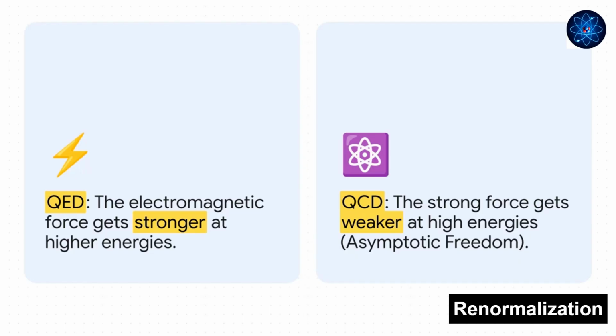And this is where it gets really cool. For QED, the electromagnetic force actually gets stronger the closer you look, at higher energies. But for quantum chromodynamics, that's the theory of the strong nuclear force that holds quarks together inside protons and neutrons, the exact opposite happens. The strong force gets weaker at higher energies. This whole phenomenon, they called it asymptotic freedom, and it was a direct prediction of this new way of thinking. It was so huge it won a Nobel Prize.